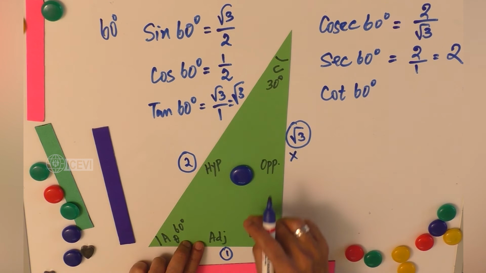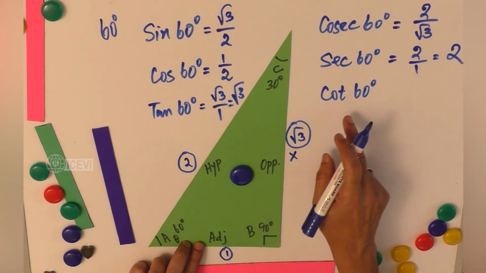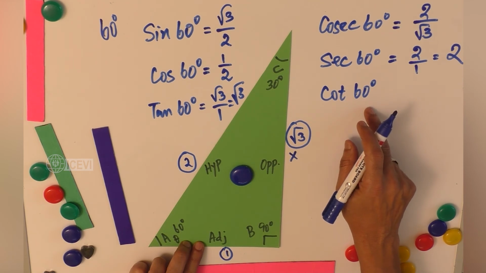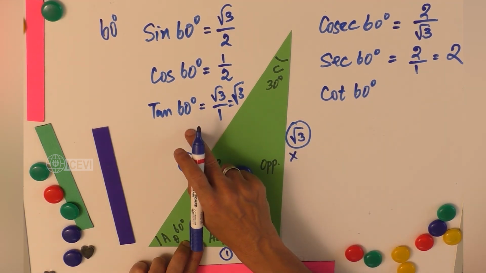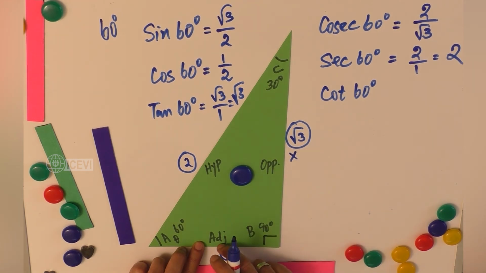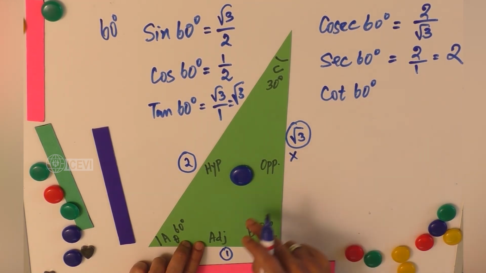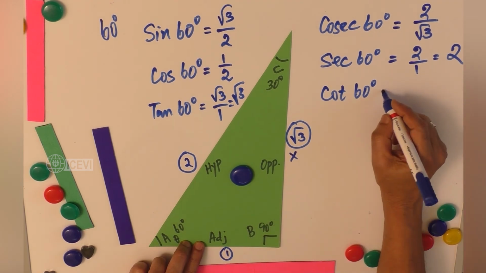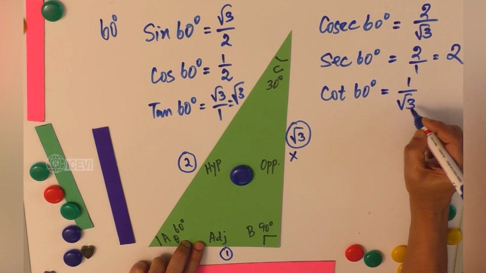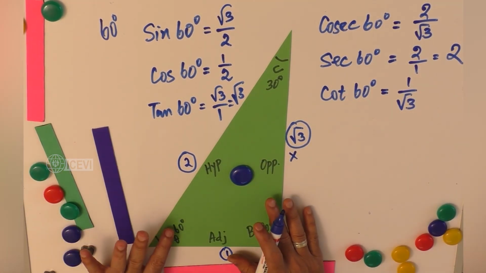Now what is cot 60 degrees? Cotangent 60 degrees is the reciprocal of tan 60 degrees. What is tan? Opposite by adjacent. So cotangent is adjacent by opposite, that is 1 by square root of 3. So these are the trigonometric ratios.